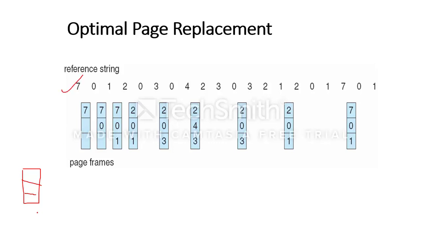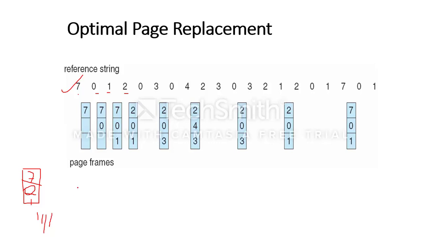7 is not there, page fault. Then you load your 7. 0 is not there, page fault. Then you load your 0. 1 is not there, page fault. Then you load your 1. So you have got 701 in your main memory now. 2 is not there. That's another page fault. But who is the victim now?